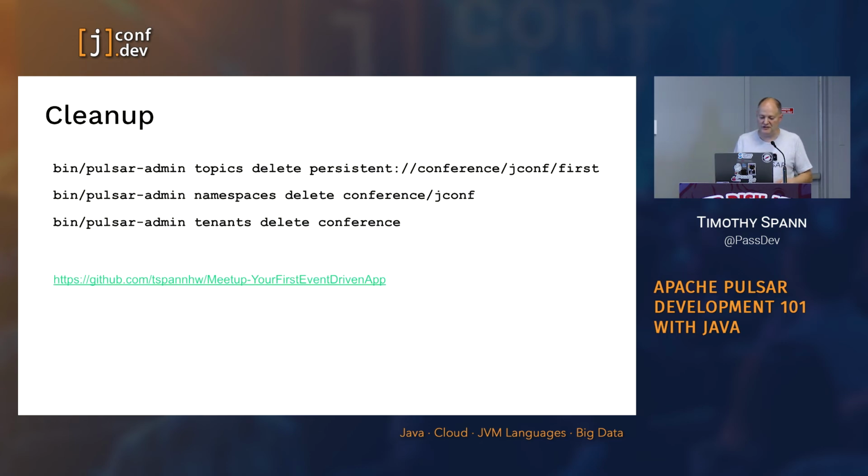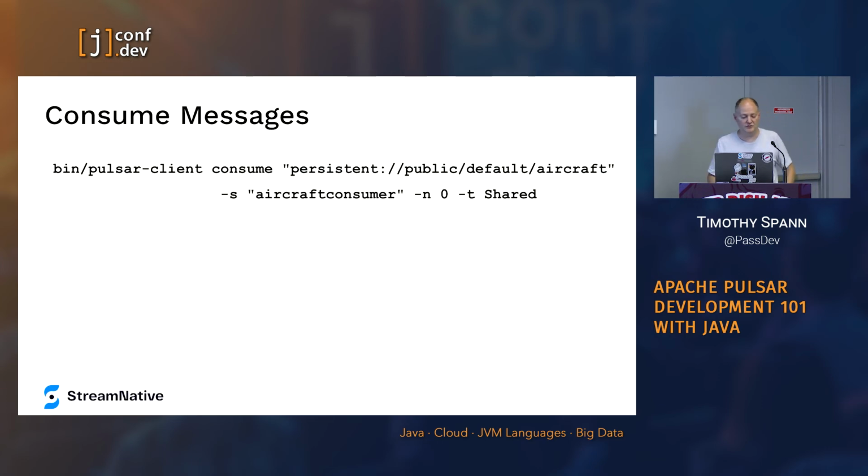Consuming messages, really easy. When you're done, if you want to shut everything down, delete it in order. Delete the topic, namespace, tenant, boom, throw it away. You're good to go.